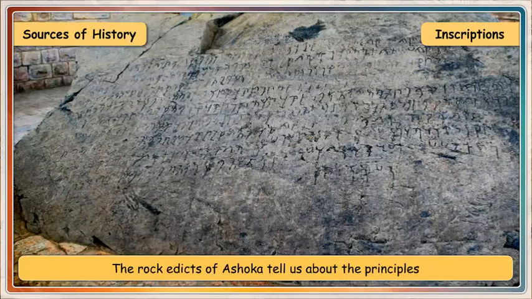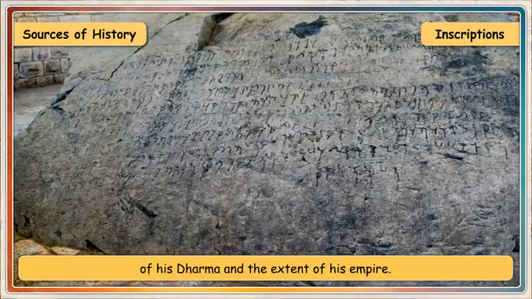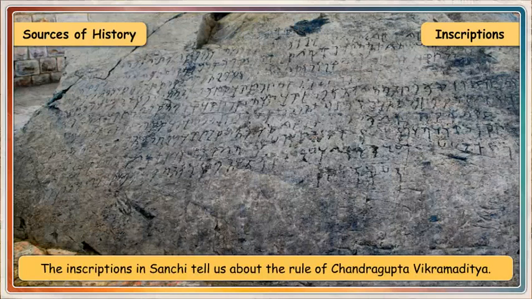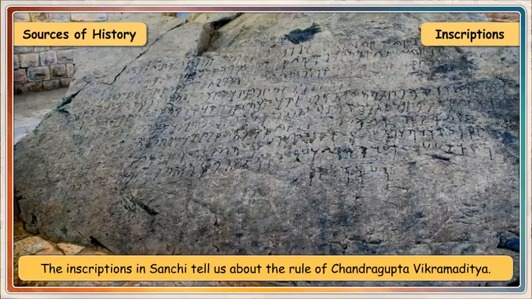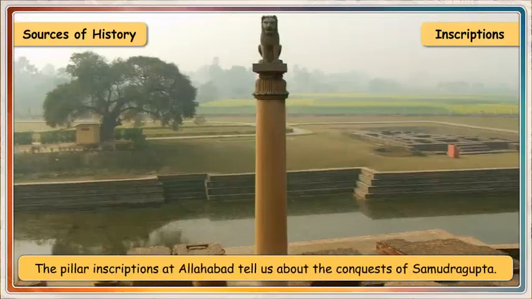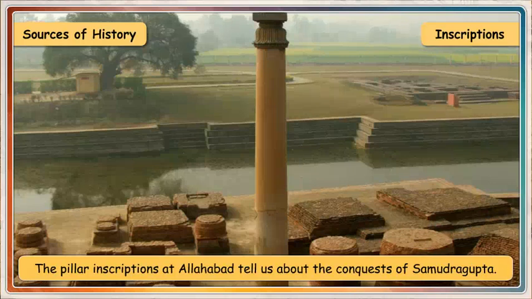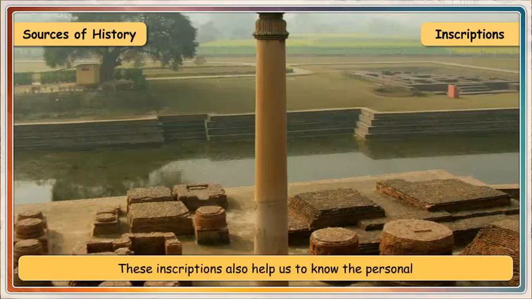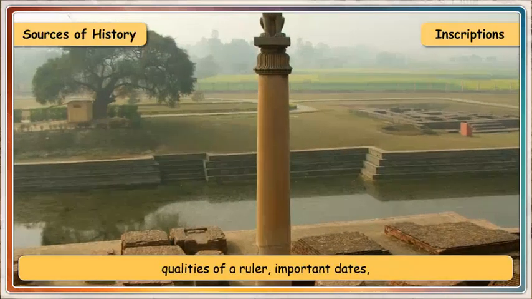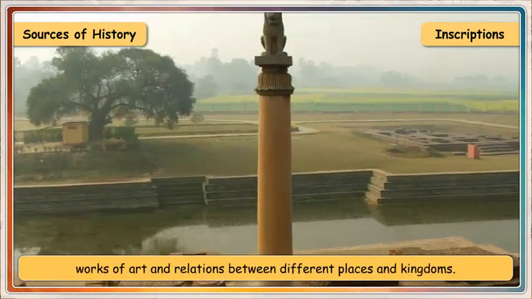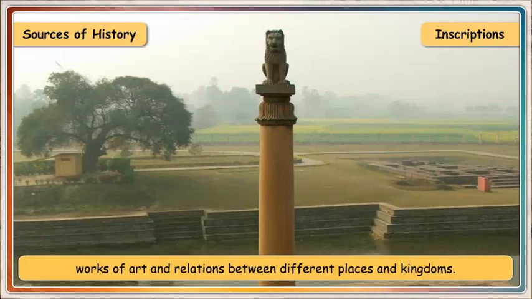The rock edicts of Ashoka tell us about the principles of his dharma and the extent of his empire. The inscriptions in Sanchi tell us about the rule of Chandragupta Vikramaditya. The pillar inscriptions at Allahabad tell us about the conquests of Samudragupta. These inscriptions also help us to know the personal qualities of a ruler, important dates, works of art, and relation between different places and kingdoms.